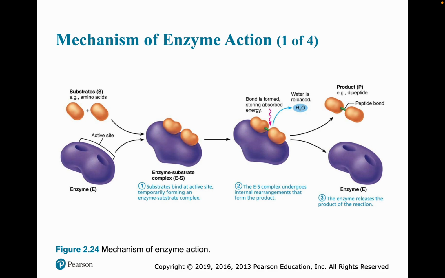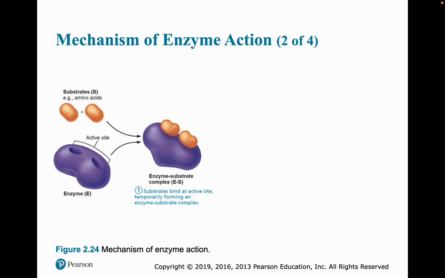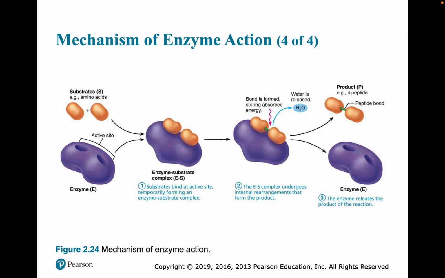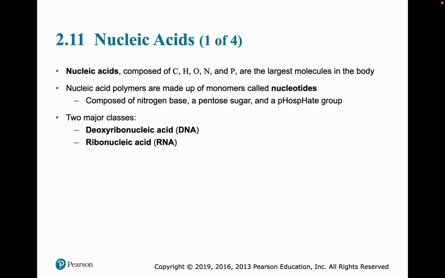So substrates bind to the active site. The active site holds them in position while the bond is formed, and then the product is released. In this case, we're talking about putting two amino acids together. So the amino acids bind to the enzyme. Bond forms, water is released. Remember, it's a dehydration synthesis. And then when you have a dipeptide instead of two amino acids, the dipeptide is released from the enzyme. And that brings us to the end of proteins.